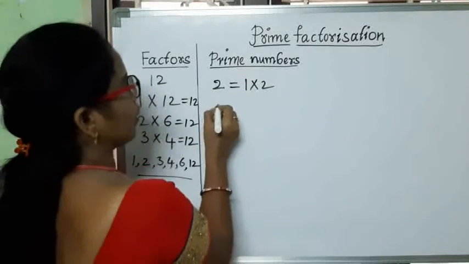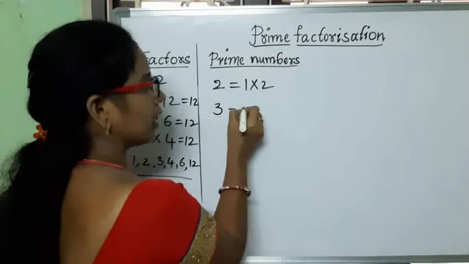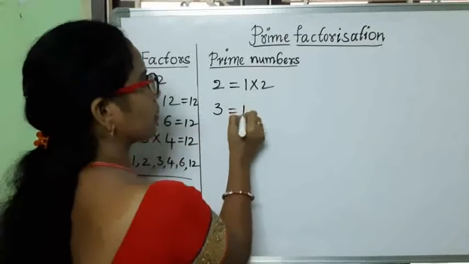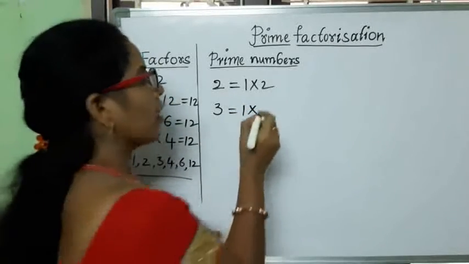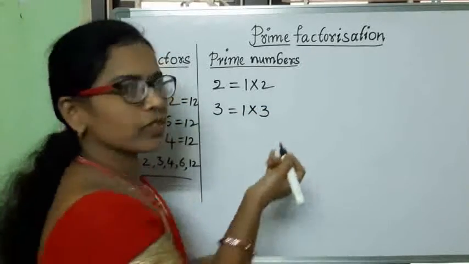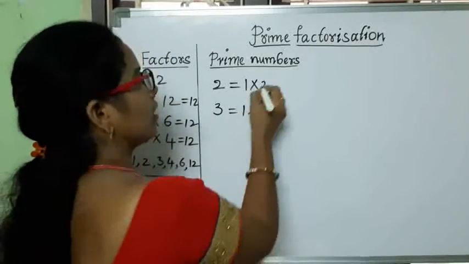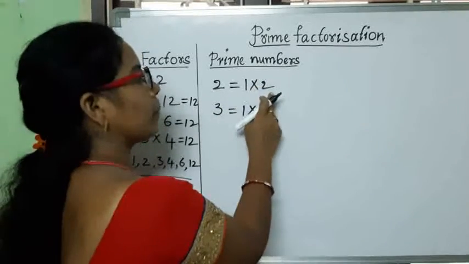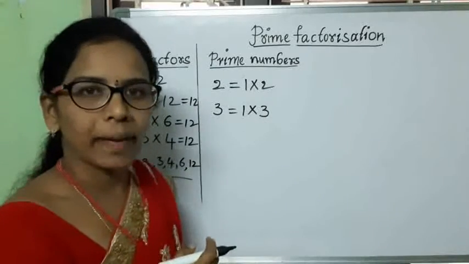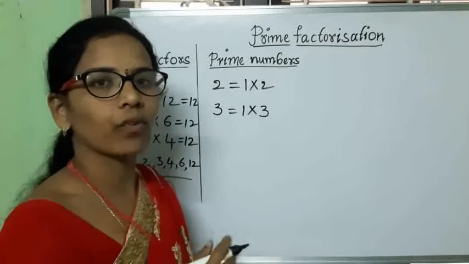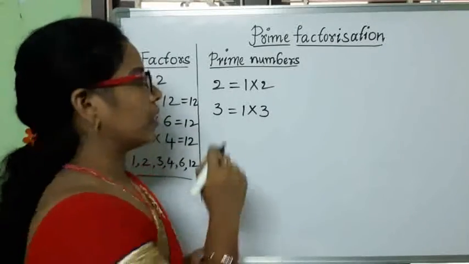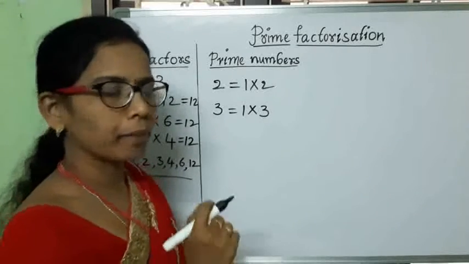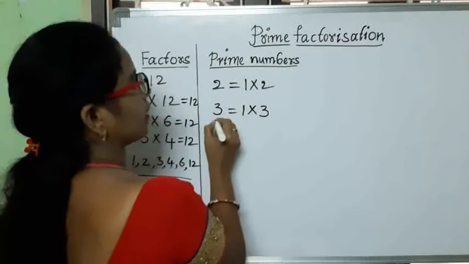Let's take one more, number 3. For 3, there is only one way to represent it as the product of two numbers, that is 1 times 3 or 3 times 1. These numbers have two factors, only 1 and the number itself. That means what are prime numbers? The numbers which have only two factors, 1 and the number itself, are called prime numbers. Here 2 and 3 are prime numbers.